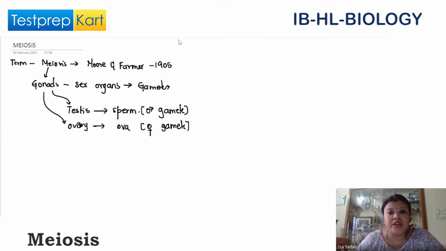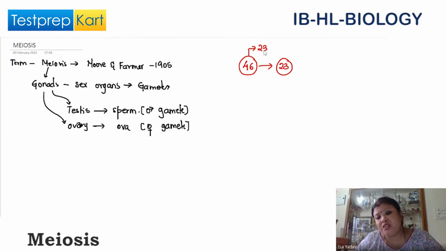Now, here you have to remember one thing. The chromosome number of gametes is always half the chromosome number of the other cells. That means our other cells have 46 chromosomes, so on the contrary, the gametes have half the number of chromosomes, that is 23. 46 means 23 pairs.